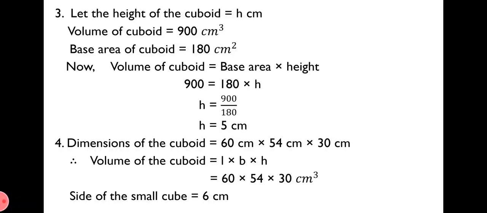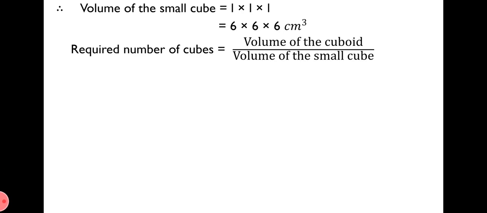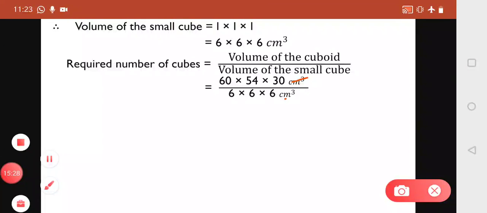Side of the small cube is given as 6 centimeter. So let's first find the volume of the small cube. Therefore, volume of the small cube equal to L multiplied by L multiplied by L, that is equal to 6 multiplied by 6 multiplied by 6 cubic centimeter. Now to find out the required number of cubes, we divide the volume of the cuboid by volume of the small cube. So the required number of cubes equal to volume of the cuboid upon volume of the small cube, that is equal to 60 multiplied by 54 multiplied by 30 cubic centimeter upon 6 into 6 into 6 cubic centimeter. Yes, this unit will also be cut.